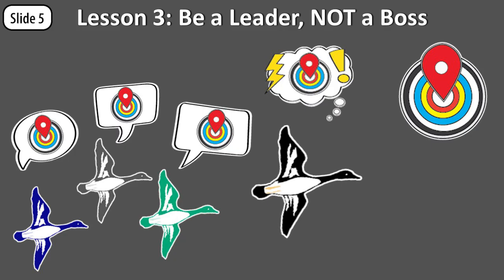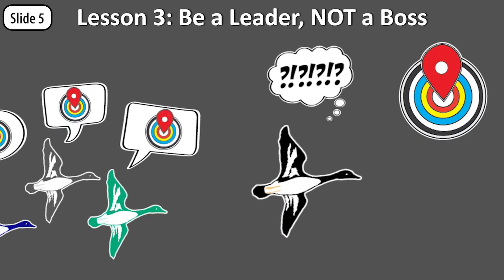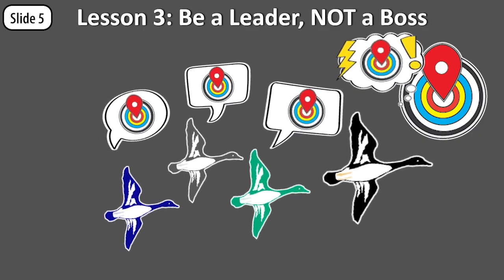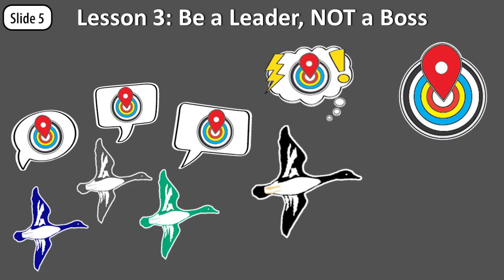Slide 5. Lesson 3. Be a leader, not a boss. The animation on this slide illustrates how a lead goose listens to its teammates rather than telling them what to do. The animation starts with a lead goose flying in with some question marks over its head. Next, 3 more geese fly in with the same bullseye target over each of their heads. When these geese enter, the question marks over the lead goose's head change to the bullseye target too, and all the geese fly towards that target together.